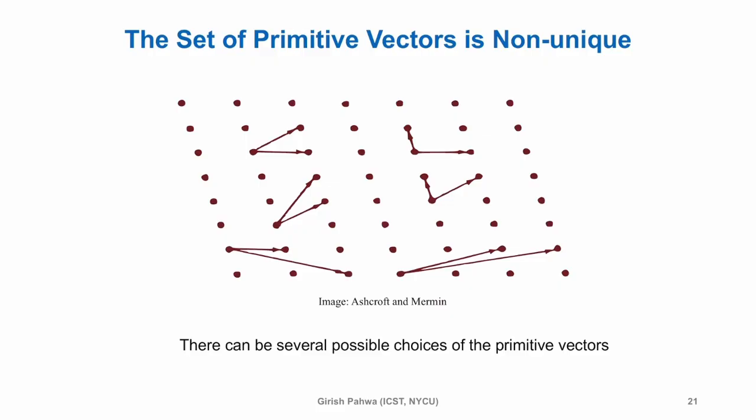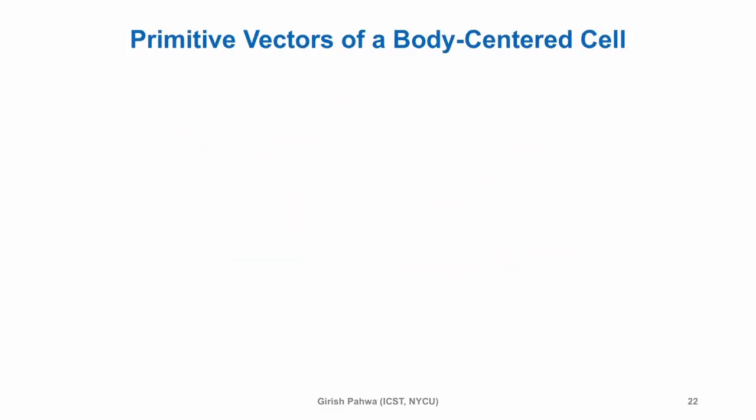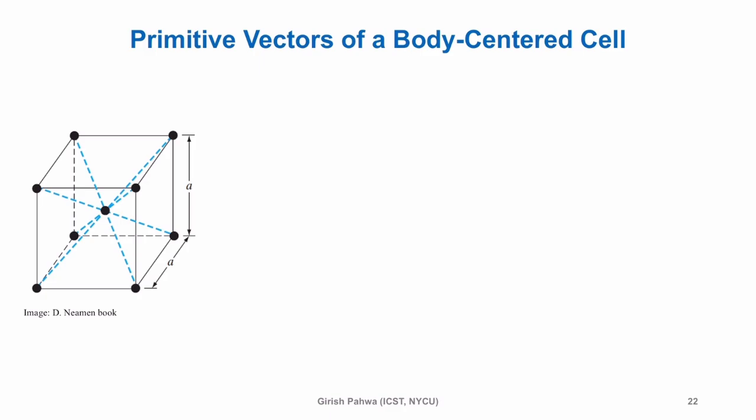So this is a very simple 2D example. Now let's look at some real useful examples of primitive vectors, which will be useful for us later on. Primitive vectors of a body-centered cell. So what is a body-centered cell? A body-centered cell looks like this. It's a repetition of this type of arrangement of atoms. If you keep repeating this arrangement of points, you will generate a body-centered cell.